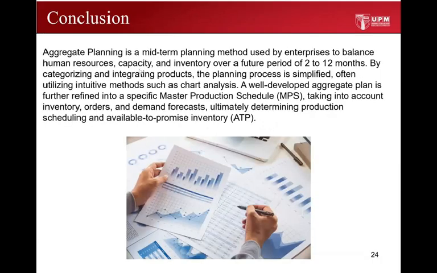In conclusion, aggregate planning is a mid-term planning method used by enterprises to balance human resources, capacity, and inventory over a future period of 2 to 12 months. By categorizing and integrating products, the planning process is simplified, often utilizing intuitive methods such as chart analysis. A well-developed aggregate plan is further refined into a specific master production schedule, taking into account inventory, orders, and demand forecasts, ultimately determining production scheduling and available to promise inventory.